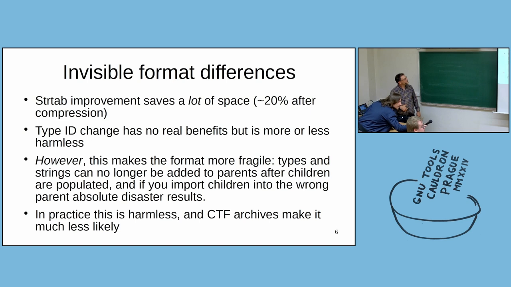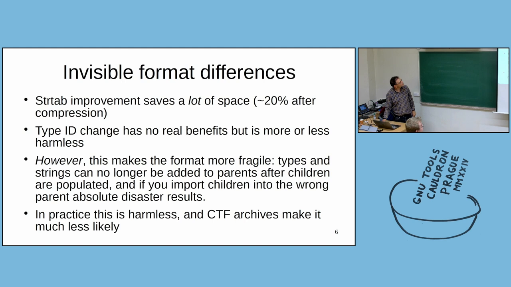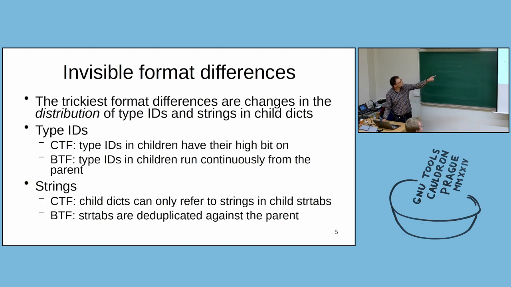Strings, exactly like this? No, this is what the approach is. This approach, the invisible format in CTF, is just like crazy CTF to do exactly what we did. Yeah, but the type IDs in children run. Can you go back one slide? Yeah, the type IDs in children run continuously from the parents. Is this still true considering the split BTF that they developed recently? Okay.